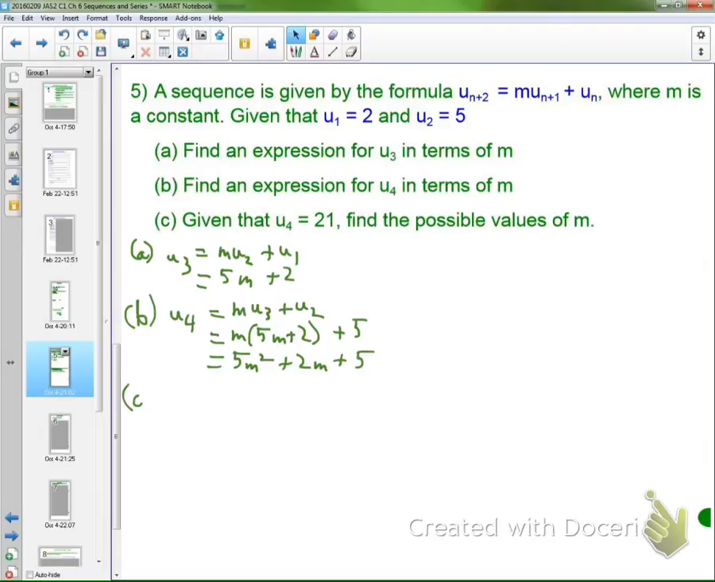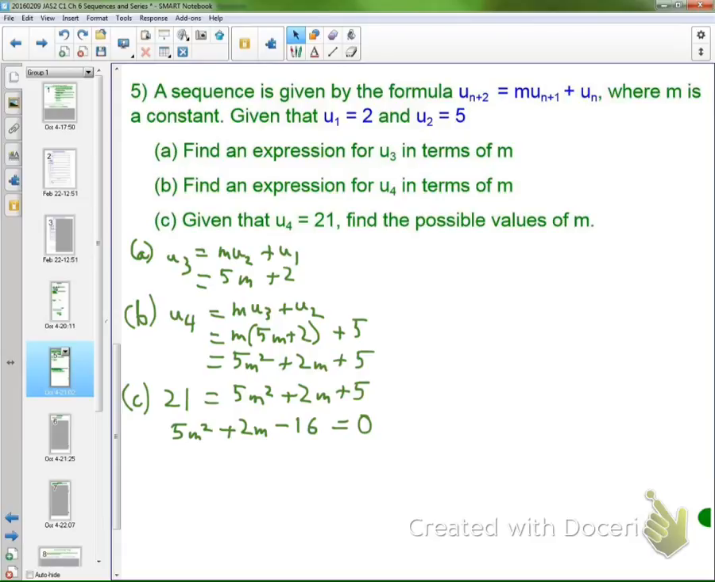So then in part C, they give us a value for u4. We now know that it is equal to 21, and u4 is equal to this quadratic expression. So now we have an expression in terms of m equal to a constant, so we can find a value for m. So if we subtract 21 from both sides, we get 5m squared plus 2m subtract 16 is equal to 0.